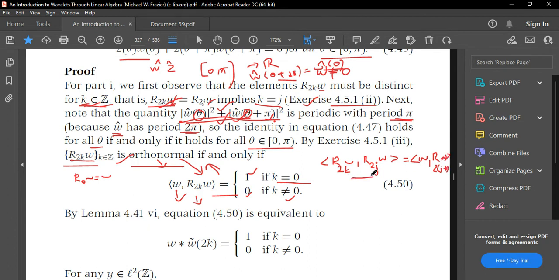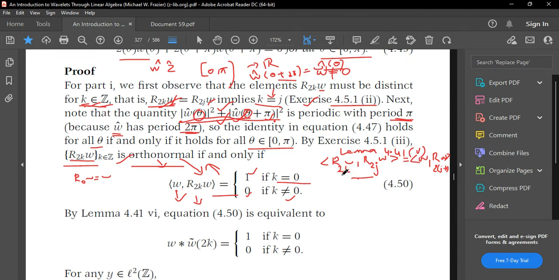This equation we have proved in the note. We have proved that. This also you can take, lemma 4.41, fifth statement. This one also you can take.